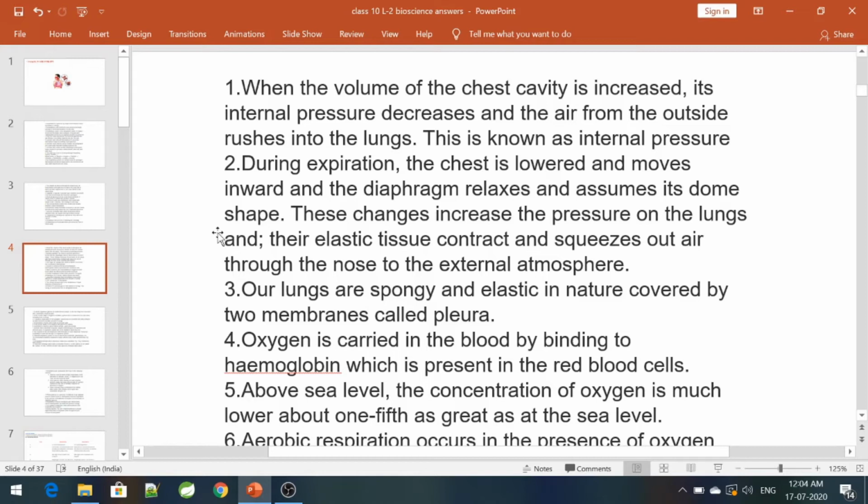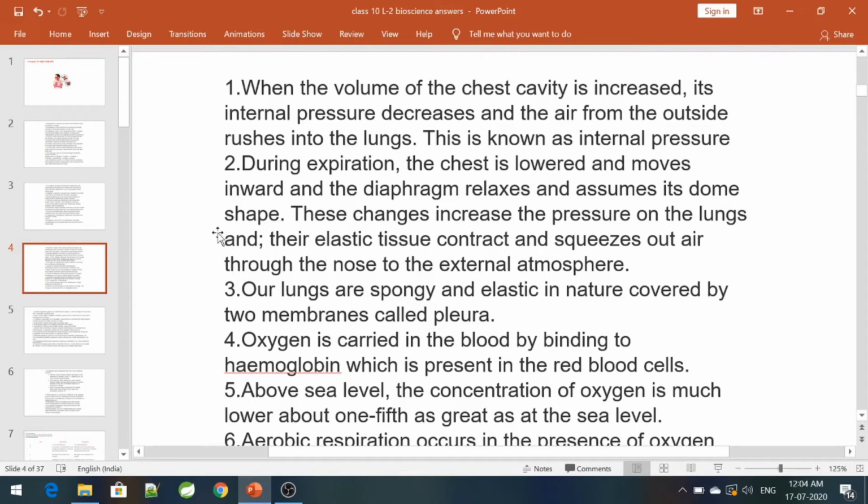These changes increase the pressure on the lungs, and their elastic tissue contracts and squeezes out air through the nose to the external atmosphere. Our lungs are spongy and elastic in nature. That's why they expand and relax. Because they are spongy and elastic, they are covered by two membranes, and the membrane's name is pleura.